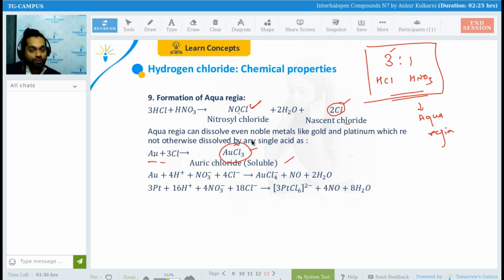Is it clear, everyone? Come on, give me yes or no. Is it clear? Okay. Now write down this reaction. Write down 1 and 2. Write down both the reactions. What is aqua regia? Write down the reaction.